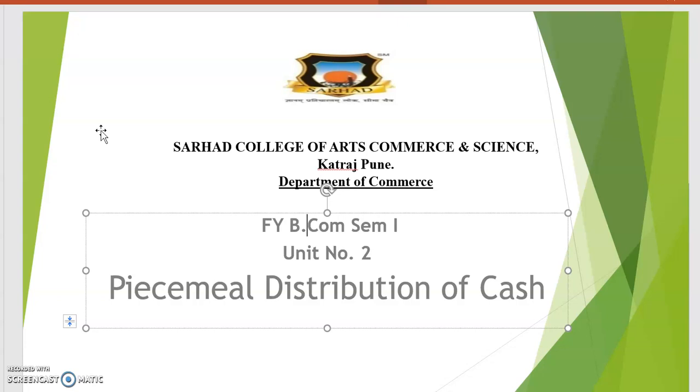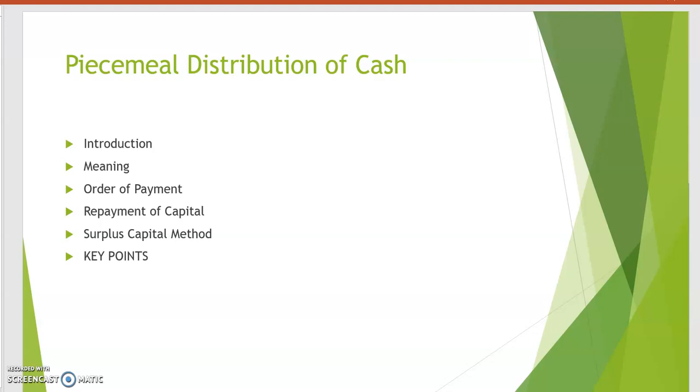Today we will discuss your FYBCom Semester 1 Unit number 2, Piecemeal Distribution of Cash. First we will discuss the theoretical background and then we will discuss the numerical part. Under this heading we discuss piecemeal distribution of cash: introduction, meaning, order of payment, repayment of capital, surplus capital method, and key points of solution for numerical problems.